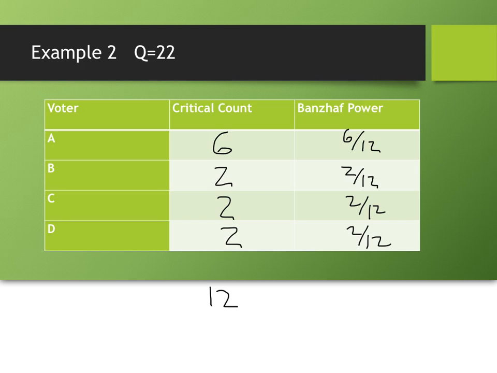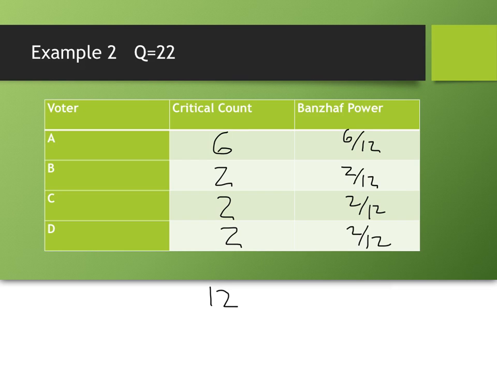So I do want you to notice a couple of things about this. Obviously, here A has half the power according to the Banzhaf power index, and B, C, and D have exactly all the same amounts of power.